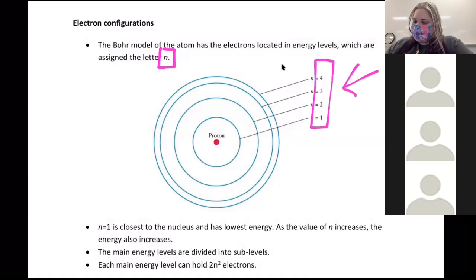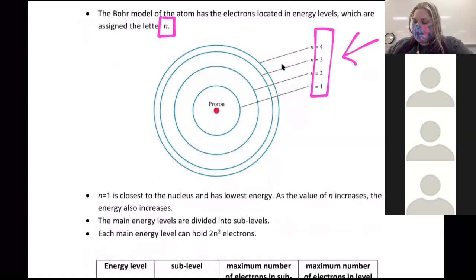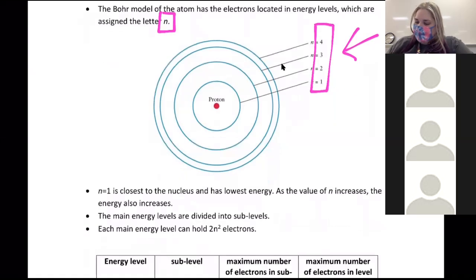Kind of the key things to take away from here about our energy levels. The N equals 1, that's the first energy level. It's closest to the nucleus, has the lowest energy. As you move further away from the nucleus, your energy increases. And so that's kind of what the next part here is saying. It says, as the value of N increases, the energy also increases.